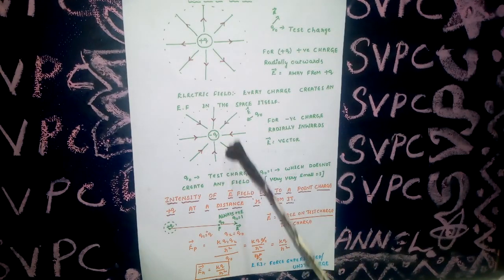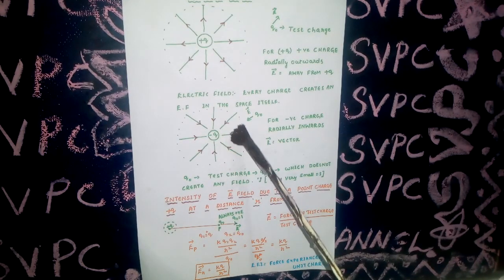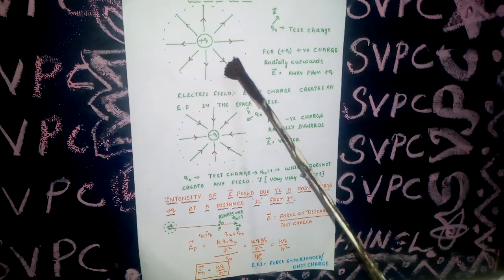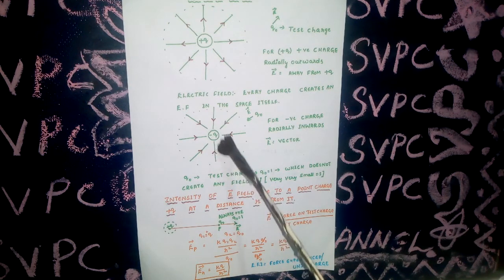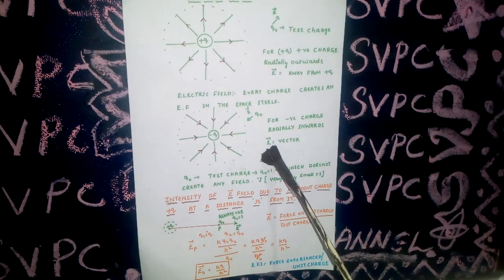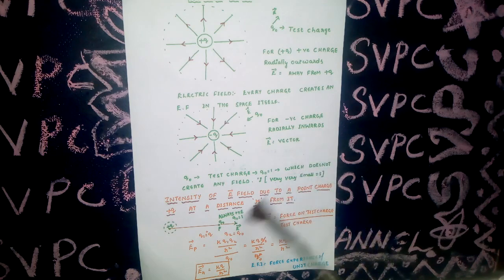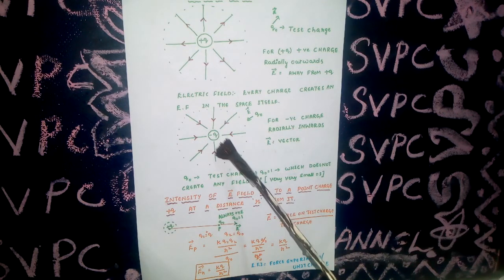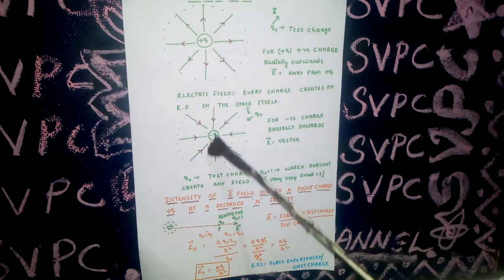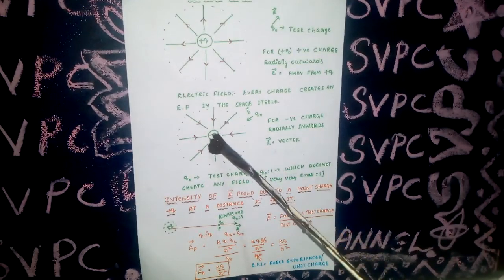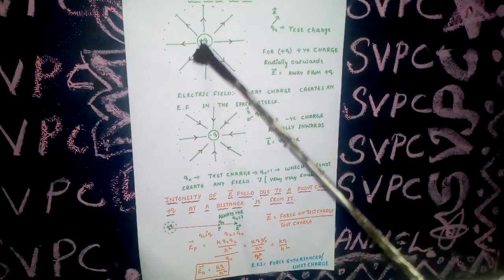E is a vector quantity. Electric field is a vector quantity because it has magnitude as well as direction. I am showing the direction for positive charge outside, and for negative charge I am showing the direction inwards. So we have this direction also with the magnitude. If a negative or positive charge is there, it will create its own field. If we place the test charge on the negative charge, it will attract. If we keep this positive test charge here, it will repel.